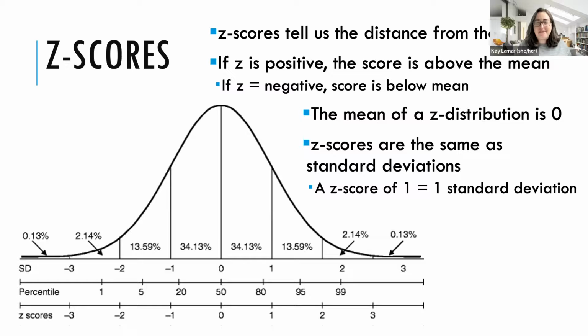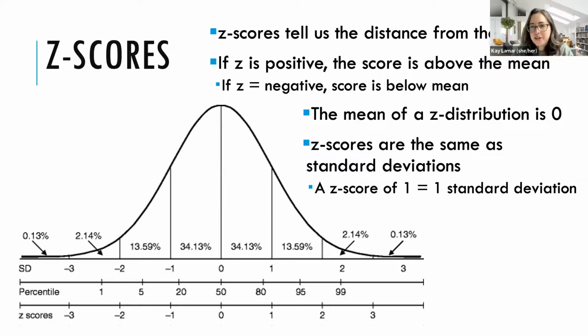And you might be thinking, why are we learning about z-scores if it's the same as standard deviation? The reason is because z-scores allow us to kind of convert distributions from one scale to another scale, right? Because z-scores are kind of standardized in a way. We can take a distribution and map it onto a z-score distribution, and then transform it into another scale.